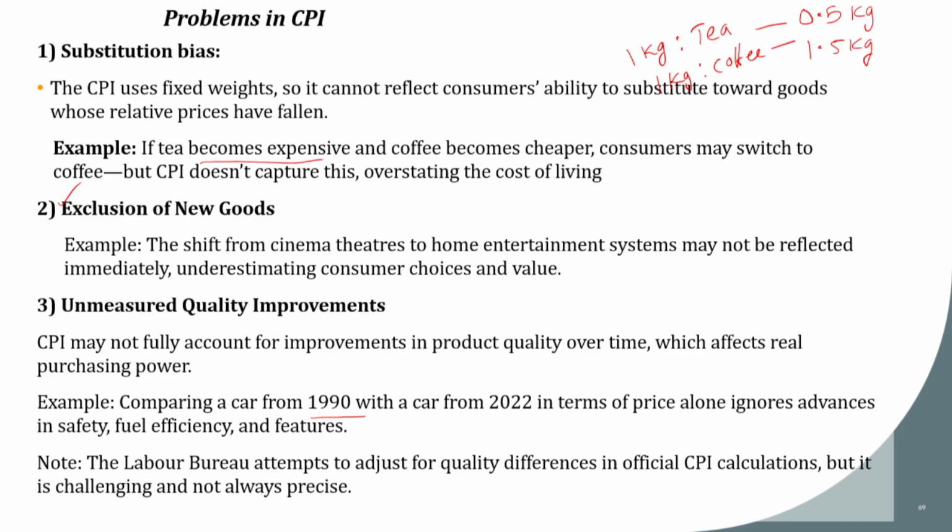So an important point to remember here: we know that CPI has these drawbacks, but this is the main measure we have been using recently. The Labour Bureau, the Government of India, attempts to adjust for quality differences in the official CPI calculation, but it is challenging and not always precise. They make some minor adjustments for these quality differences.